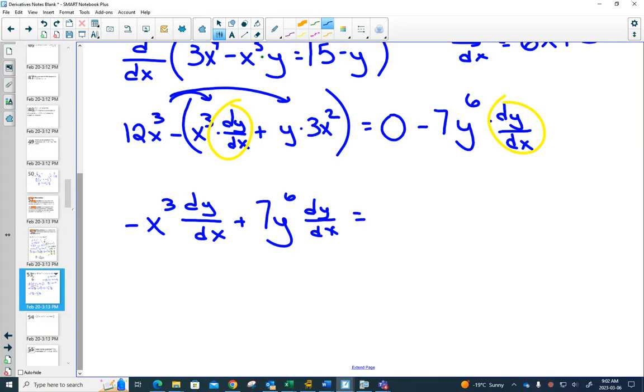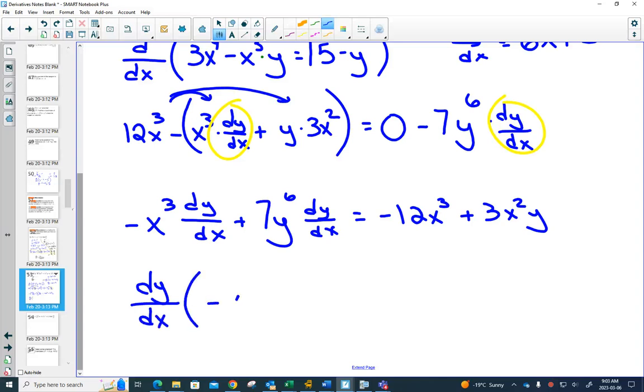equals, and on the right-hand side, I'm going to move my 12x cubed, negative 12x cubed, and I'm going to move this negative y 3x squared, so I would add 3x squared y to the other side. Once you get the terms with the dy dx on one side, you can factor them out. The dy dx is in common, leaving me with negative x cubed plus 7y to the 6.